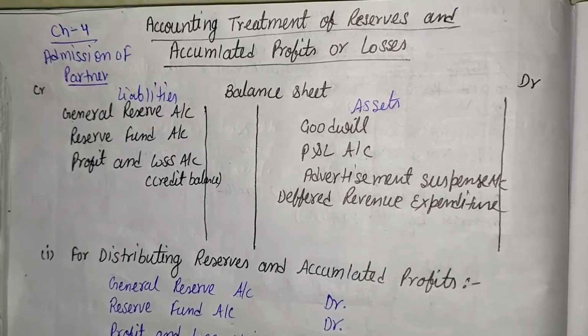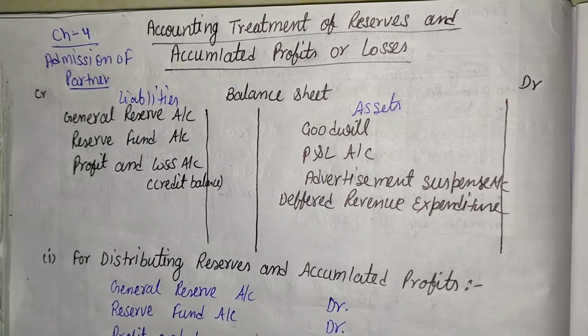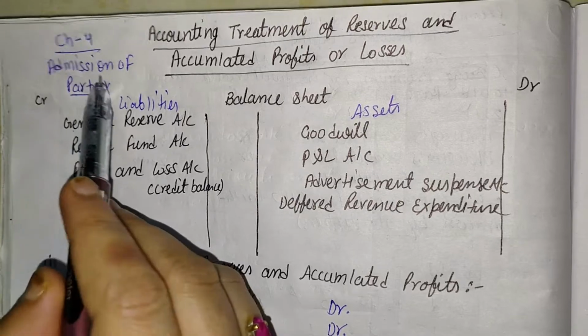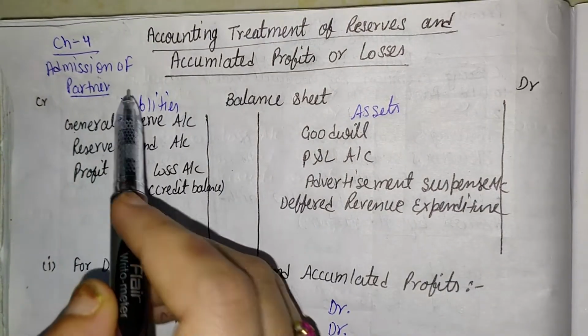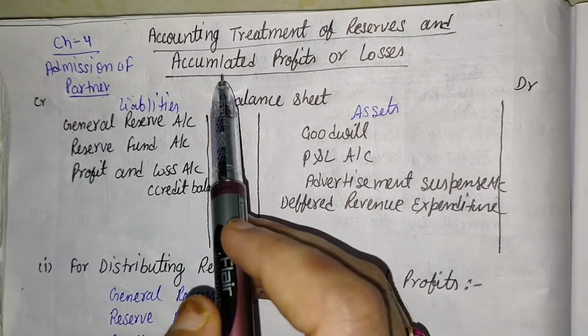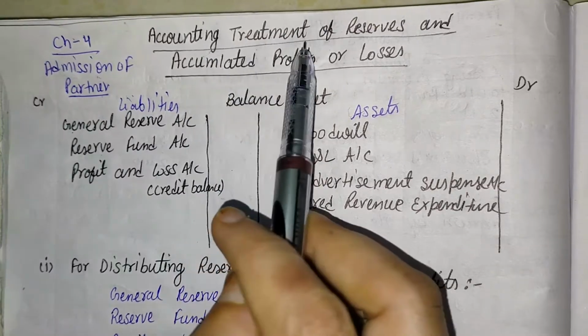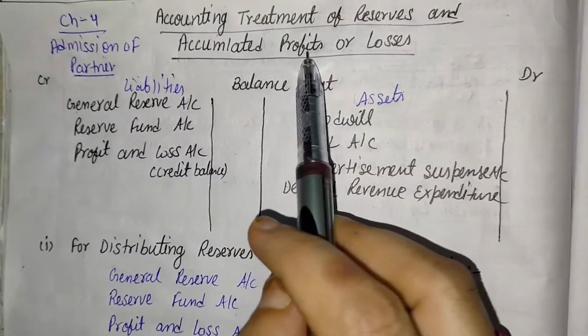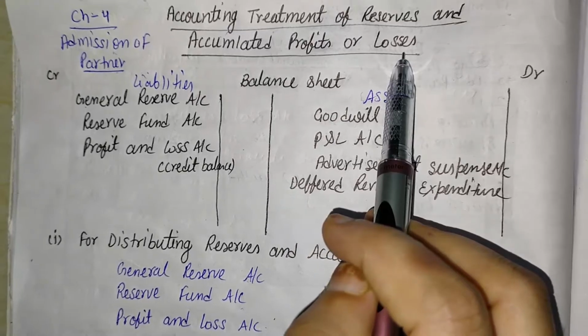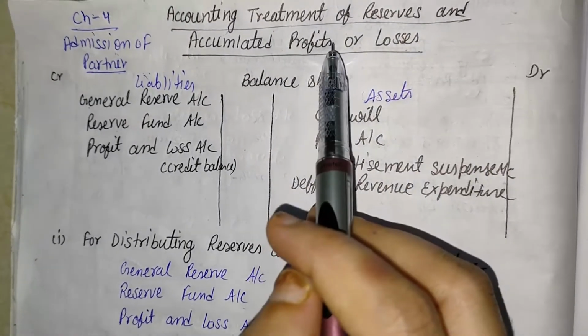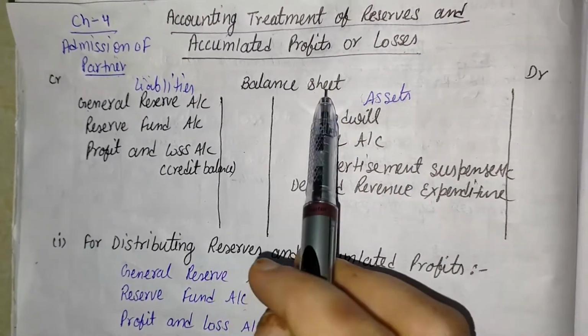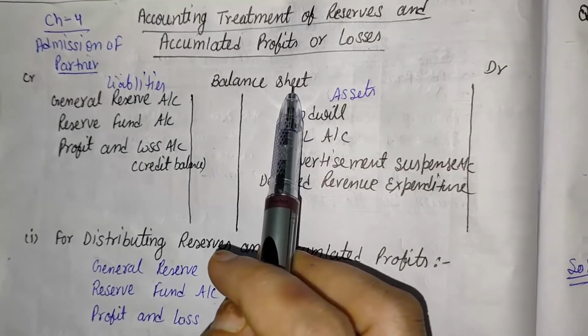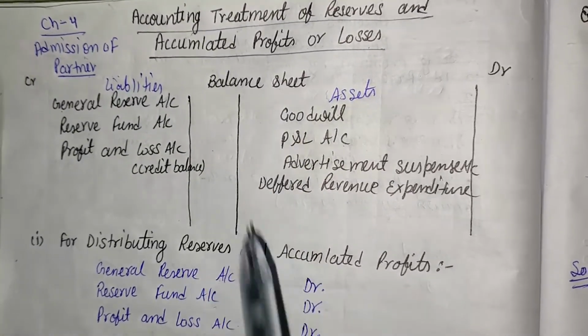Hello students, today we are going to start our same chapter, that is admission of partner, and that is part 6. Today's topic is accounting treatment of reserves and accumulated profit or losses. For understanding this concept, we will revise the balance sheet. We already studied the balance sheet.